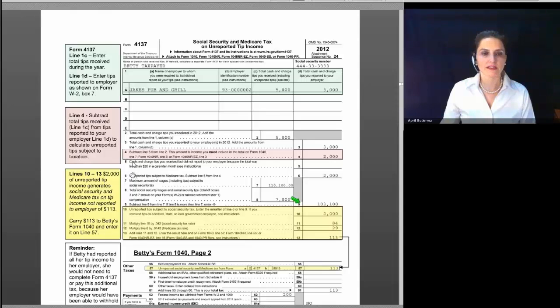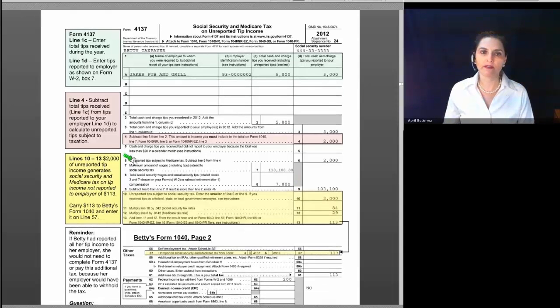Moving on to the next page, we're going to look at Form 4137 because whenever you have unreported tip income, you are required to complete Form 4137 to figure the tip tax that you owe. We begin on the 4137 by providing the name and EIN of the employer that she worked for. We then enter the total tips that she received for the year, and that was $5,000. We then enter the amount of tips that she reported to her employer, which was $3,000. And of course, 3 from 5 is 2. 2 is equal to the unreported tips.